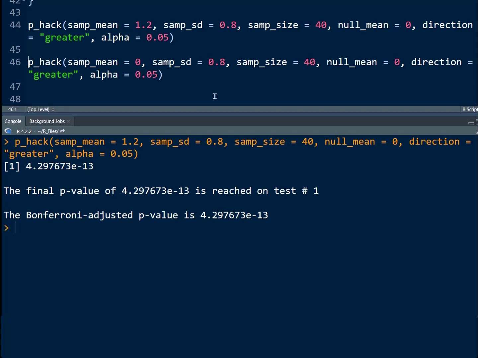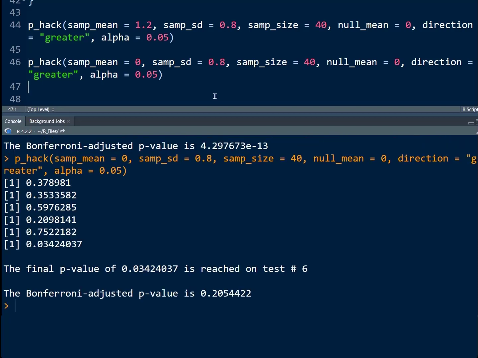Let's run the p-hack function. In this instance, we obtain a p-value of 0.0342, but it took 6 tests to get it. Now, the company could report only this last p-value and provide the data from the sample as evidence that the drug works. What they should do, however, is stop being so shady, or at least report the Bonferroni adjusted p-value, which is 0.2054. Note that with the Bonferroni adjusted p-value, we would not reject the null hypothesis, much to the disappointment of this sketchy pharmaceutical company.